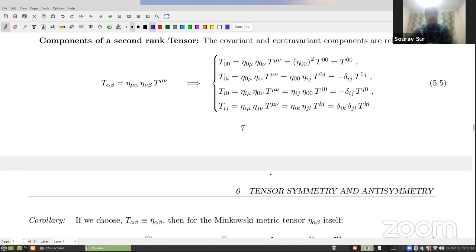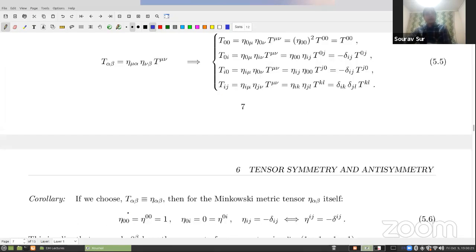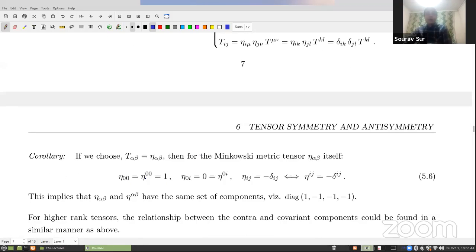Now, consider the special case when this tensor itself is the metric tensor, the Minkowski metric tensor. So T alpha beta is identified with eta alpha beta. This is the special case. If we consider the case where this T alpha beta itself is the metric tensor, then from these relationships we get eta upstairs 00 equal to 1, eta upstairs 0I equal to 0, and eta upstairs ij is minus the Kronecker delta. So that means eta alpha beta, the Minkowski metric tensor, and its inverse have the same set of components, that is diagonal +1, -1, -1, -1.